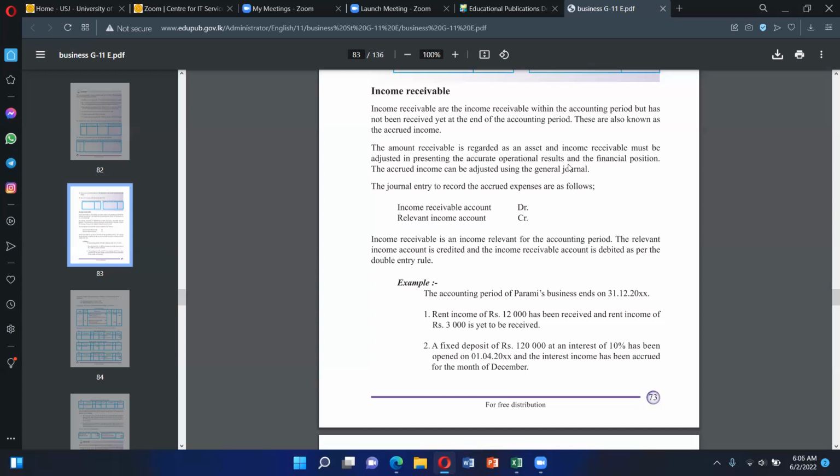Income receivable are amounts receivable for the accounting period, but not yet received in cash.